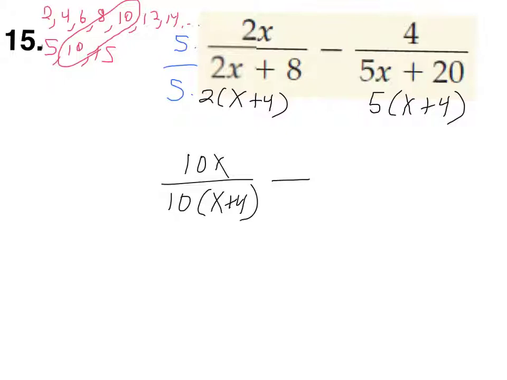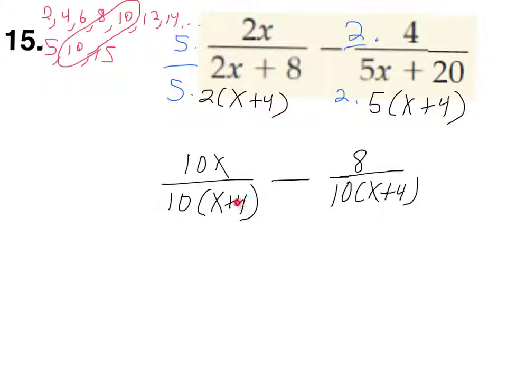And then the next fraction, I'm going to multiply by 2. So we're going to multiply both the top and the bottom by 2. So on top, we'll have 8 over, on bottom, we'll also have 10(x plus 4). Remember, the whole point of multiplying each of these fractions is to make sure that their denominators look exactly the same. All right, let's go ahead and put this into one single fraction.